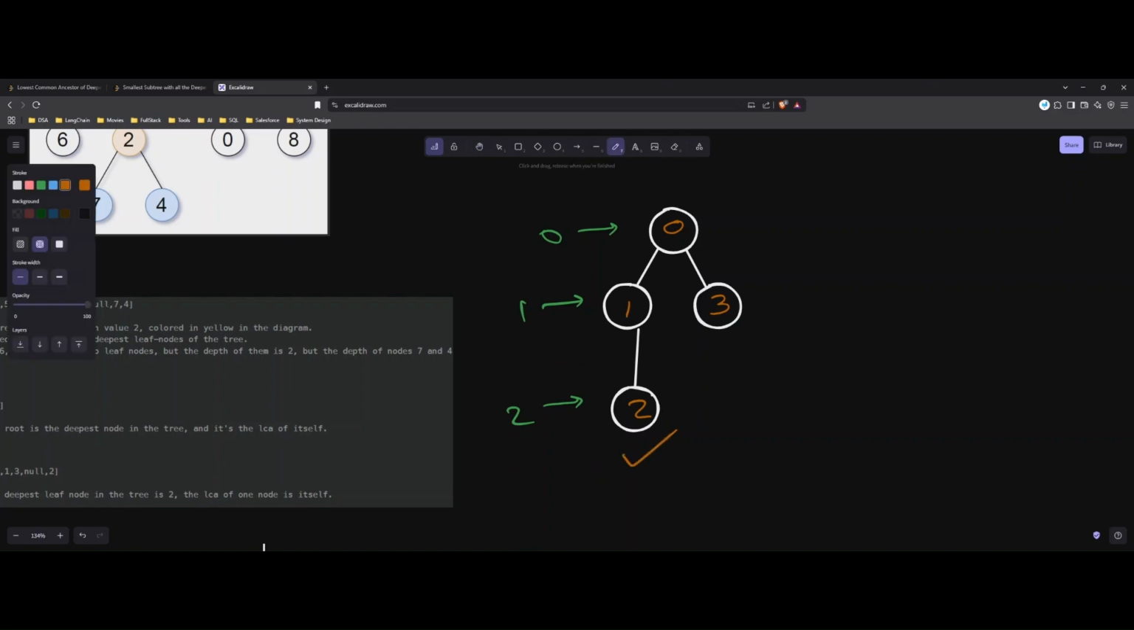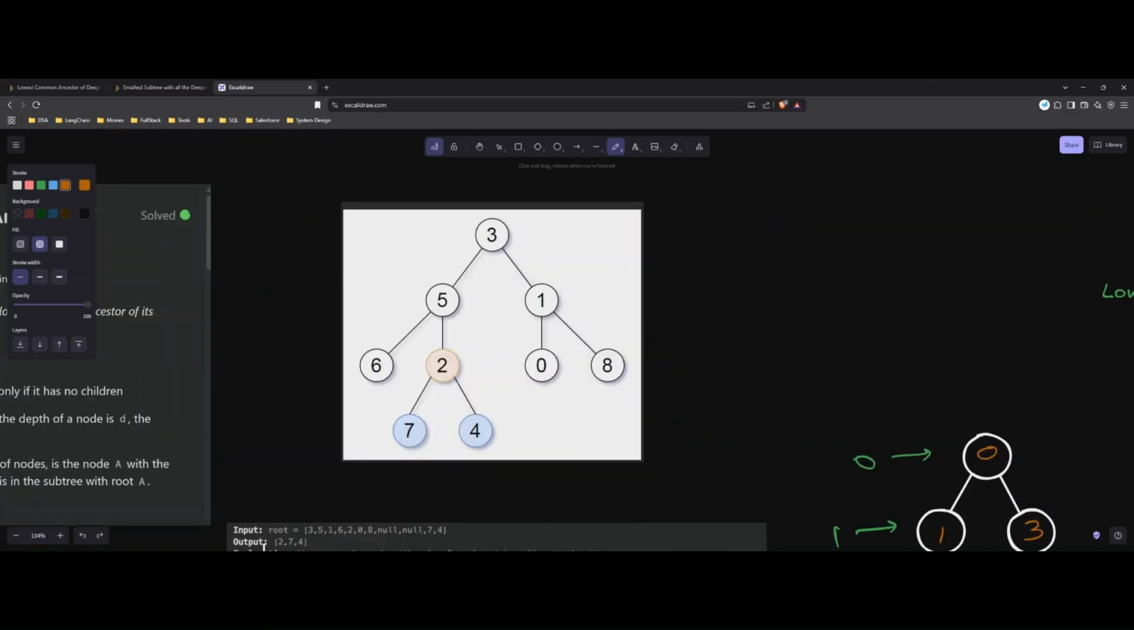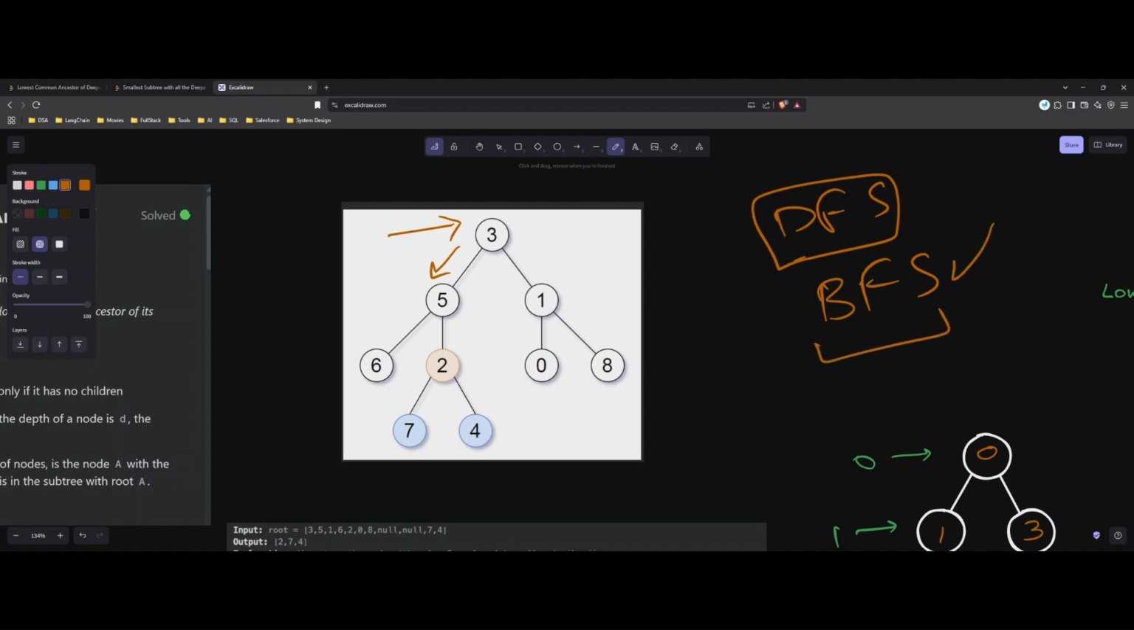I hope I made it clear. Now coming to the intuition. The intuition is something that we have already seen, that we will check for each node. We will go in depth. So we will simply use the DFS algorithm to traverse. You can also use BFS. Maybe I can do a video of BFS for this question. Currently I'll focus on the DFS approach.